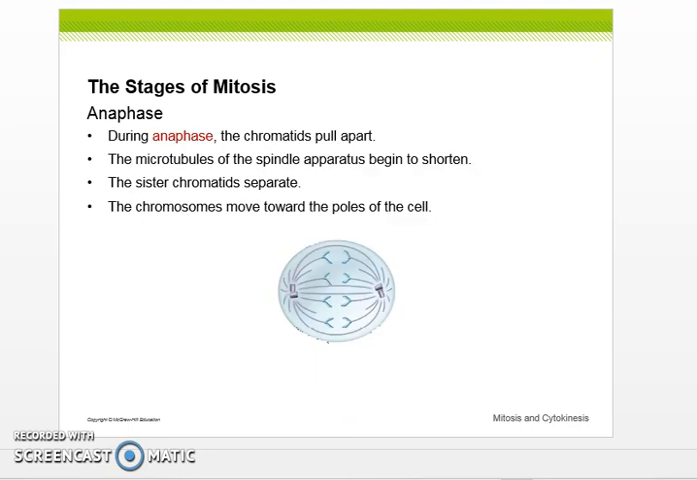So during anaphase, as you can see, the chromatids are pulling apart. For anaphase, the microtubules of the spindle apparatus begin to shorten as they're pulling up. The sister chromatids separate, so they're no longer X's but V's, and the chromosomes move towards the poles of the cell.